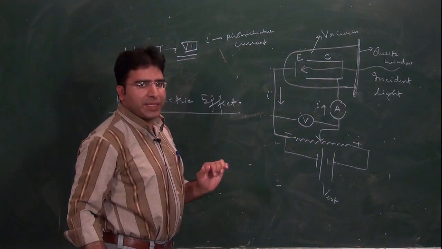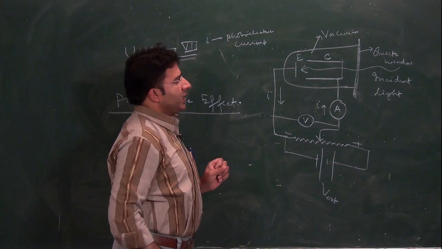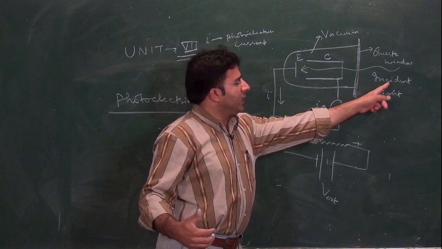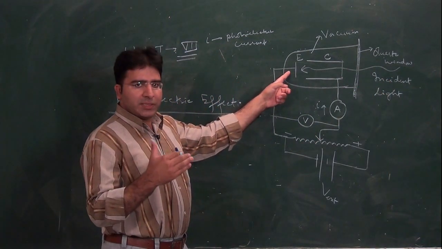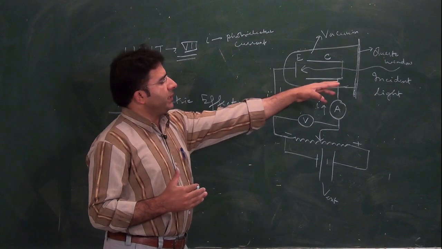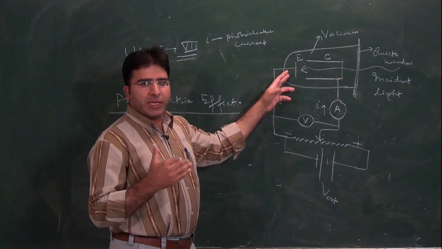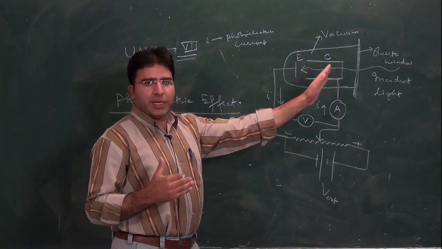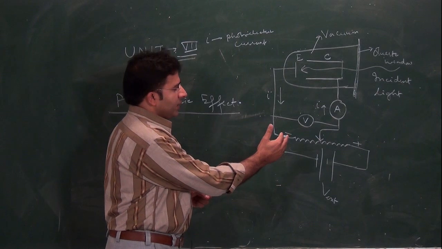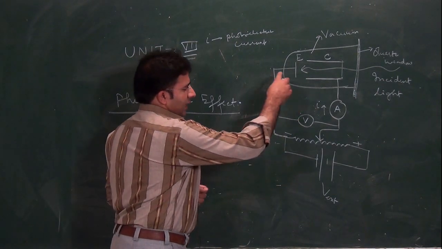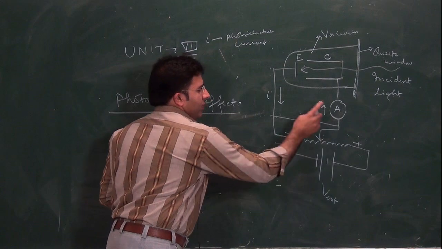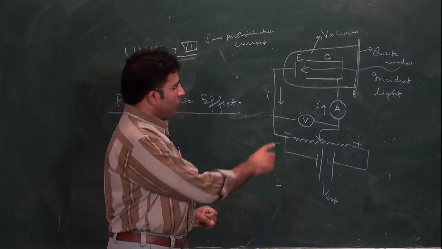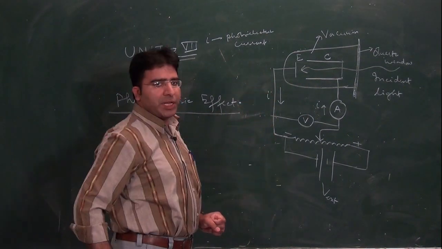Now the situation is like this. We have two electrodes, emitter and collector. Light of suitable frequency is incident on a given metal surface of the emitter. Then if its energy is sufficient to extract electrons from the emitter, electrons of the emitter will be ejected. They will be collected by the collector. In the external circuit, current will flow. That current we will measure with the assistance of this ammeter. This voltmeter will read the applied voltage.